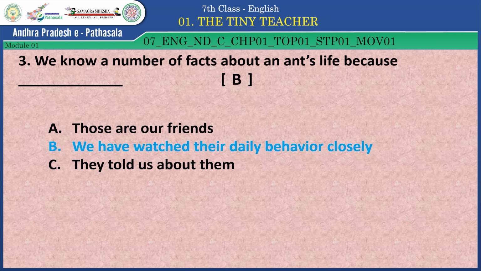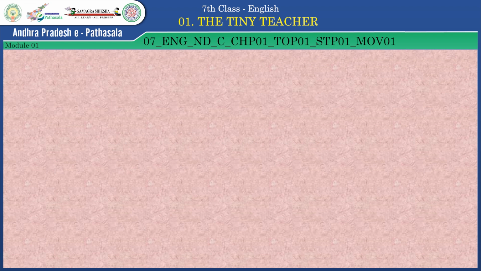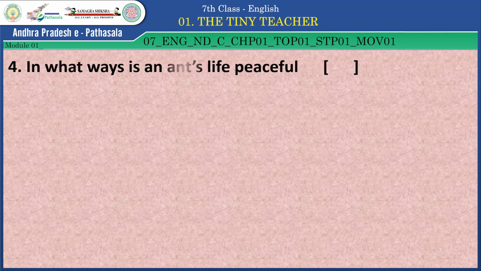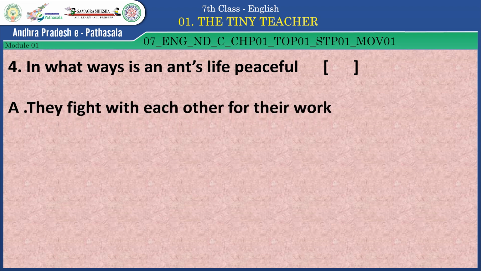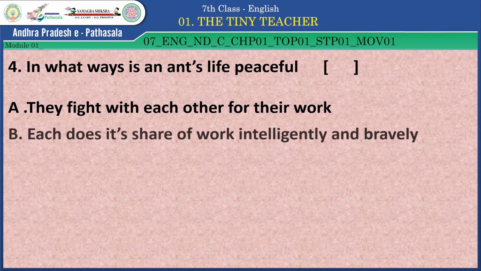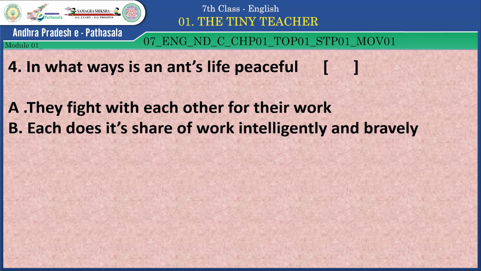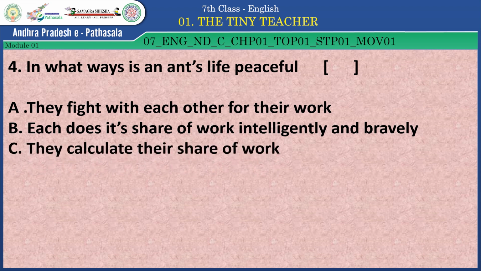Awesome, children. Fourth question is, in what ways is an ant's life peaceful? Option A, they fight with each other for their work. B, each does its share of work intelligently and bravely. C, they calculate their share of work. Yes, children, perfect. The answer is option B, each does its share of work intelligently and bravely. Very good, children. You have understood the lesson very well.